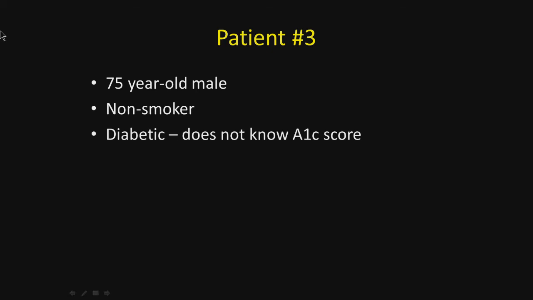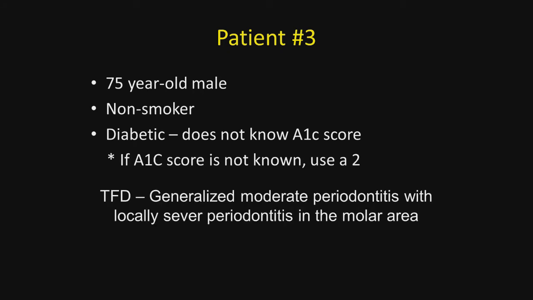Now let's look at patient number 3. This is a 75-year-old male. He is a non-smoker, and he is diabetic but does not know his A1C score, and we do not have that score at the initial appointment. So for a diabetic score, we use an arbitrary score of a 2 until we actually get an A1C score. The treatment-focused diagnosis on this patient is a generalized moderate periodontitis in the anterior and premolar areas with a localized severe periodontitis in the molar areas.